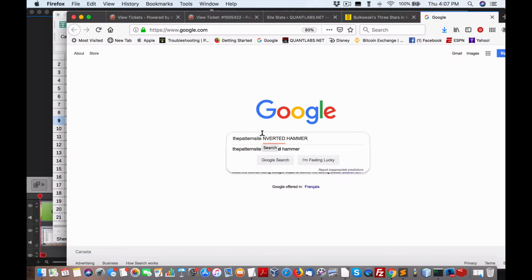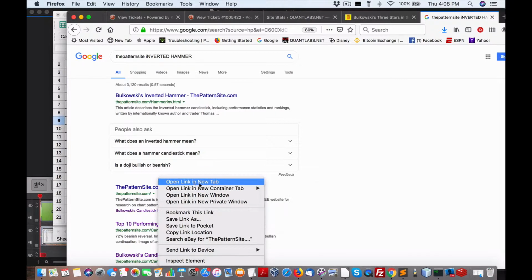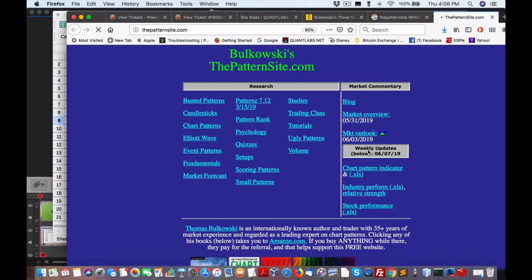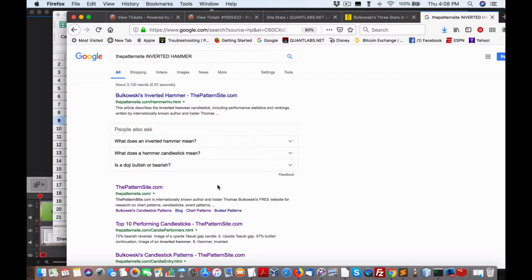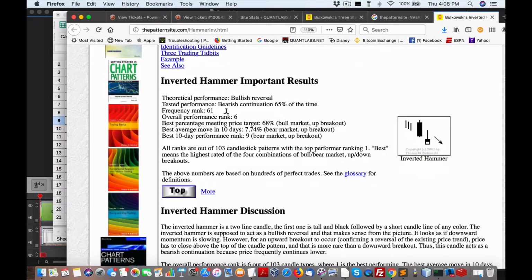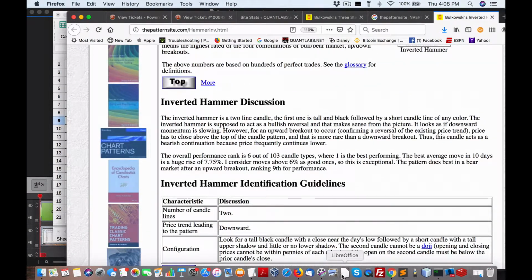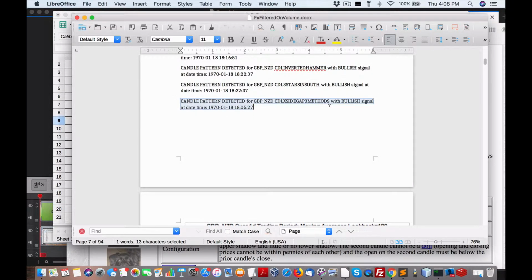And this can be useful. It gives you a rating of what reliable candle patterns are out there. Yeah, this one we want. Inverted hammer. So this will give you a ranking, overall performance. So that's a pretty good one. Frequency, it doesn't happen a lot. So this could be a reliable pattern or candle. So if you see that, that might be a nice signal for this signal right here.